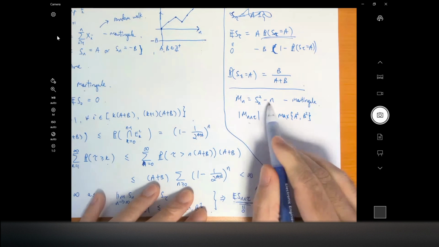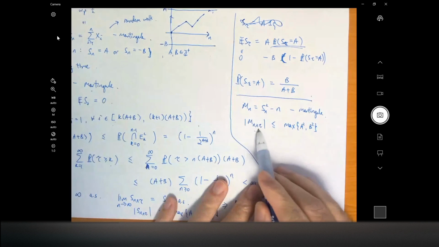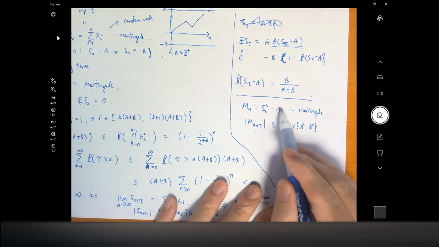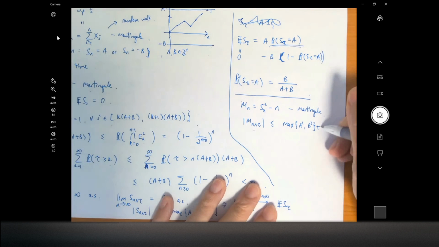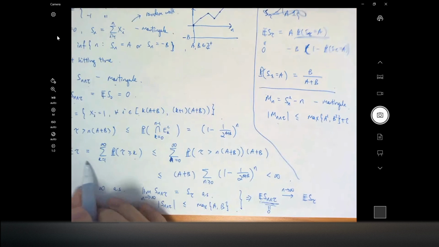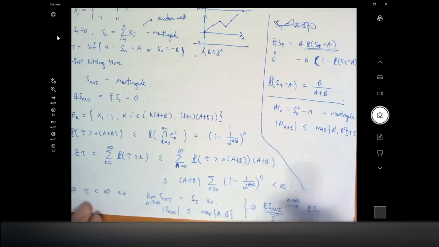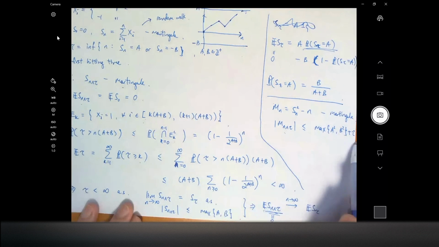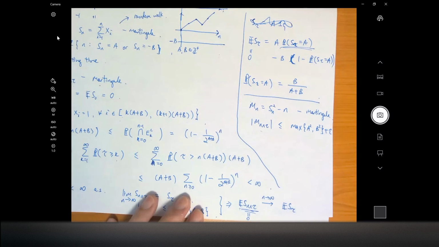Of course, we have this minus n over here. But this is the minimum between n and tau, so overall it will be smaller than tau, so bounded by plus tau. And we saw before from this proof that the expectation of this tau is finite. So this is an integrable random variable, and that's why we can apply the DCT here.